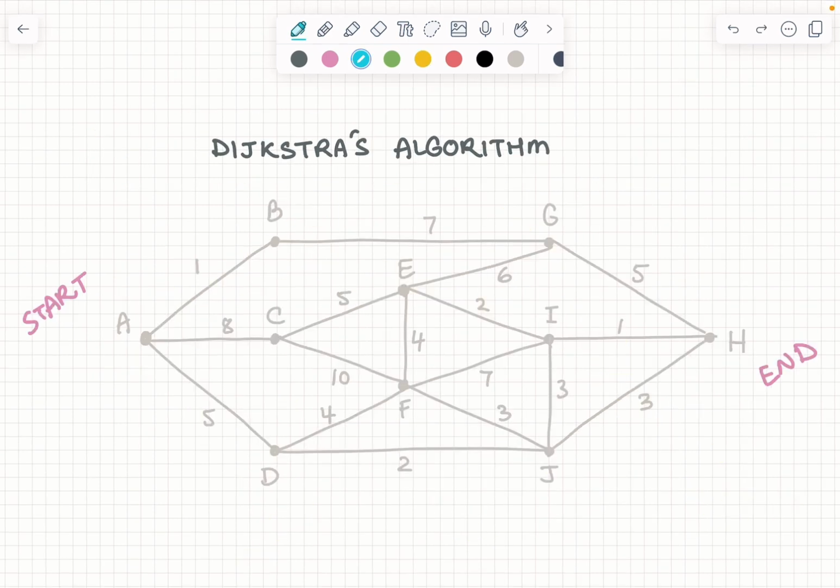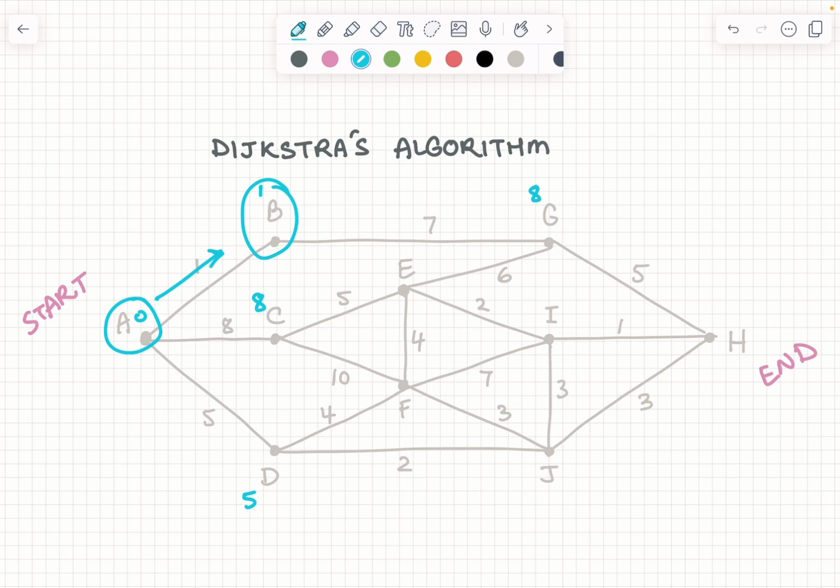We're doing a more complex question for Dijkstra's algorithm. So we start at A, circle it as 0. We look at the neighbours of A, 1, 8 and 5 to get to those. 1 is the lowest, so we'll circle that, and we're coming from A. The neighbours of B are just G, so 7 plus 1, that's 8.